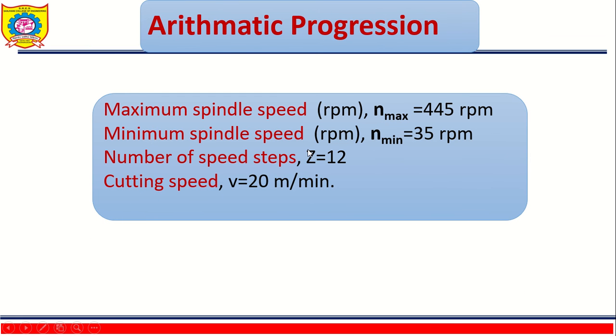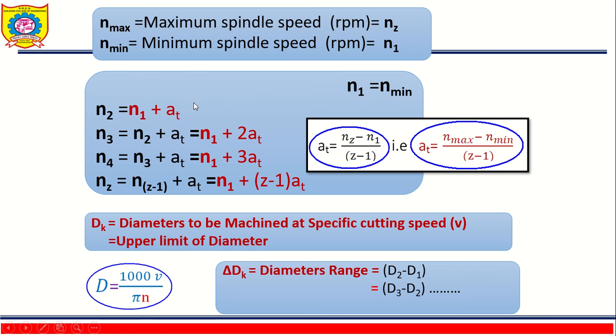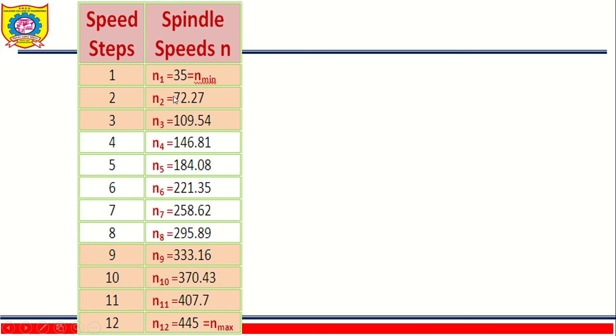We can find the arithmetic progression ratio with this numerical. We have a maximum spindle speed of 445 rpm and a minimum spindle speed of 35 rpm. The total number of speed steps is 12, and the cutting speed is 20 meters per minute. So we can find the difference in spindle speed between the minimum and maximum values. So n2 will be equal to 35 plus a. We have to find the arithmetic progression using the formula n max minus n min upon z minus 1, that is 445 minus 35 upon 12 minus 1. By this we can find n2 and all these values.